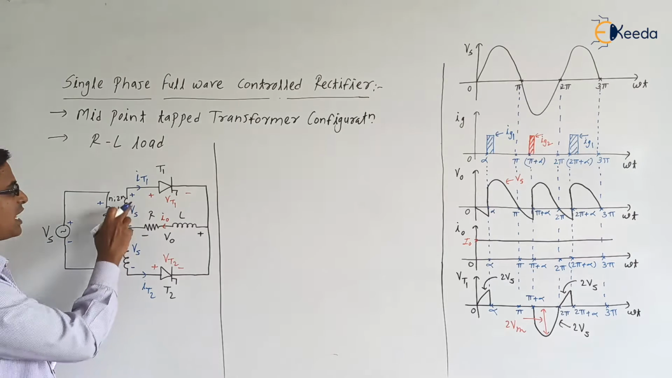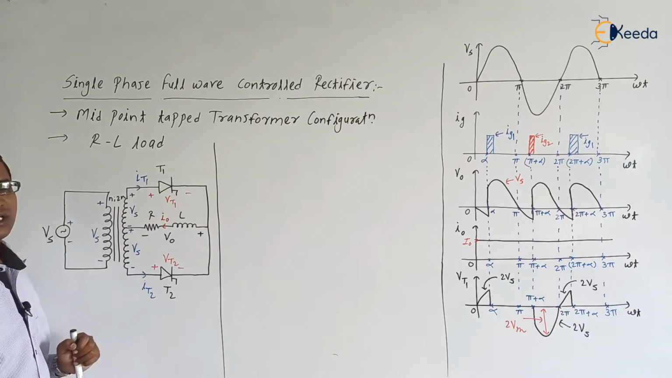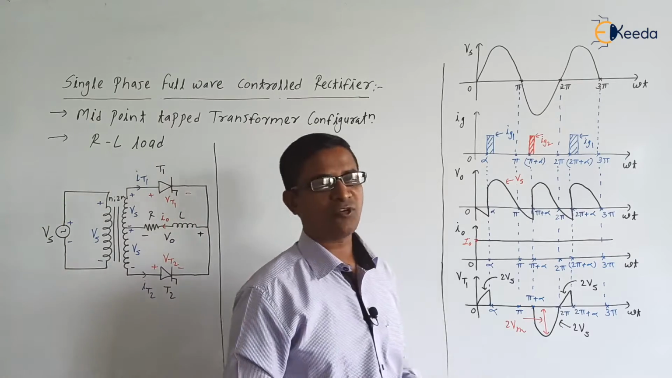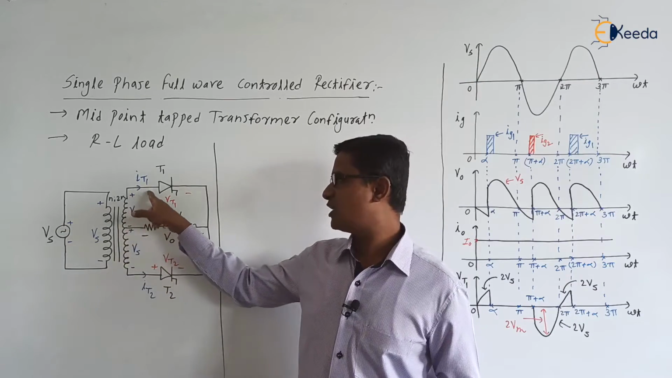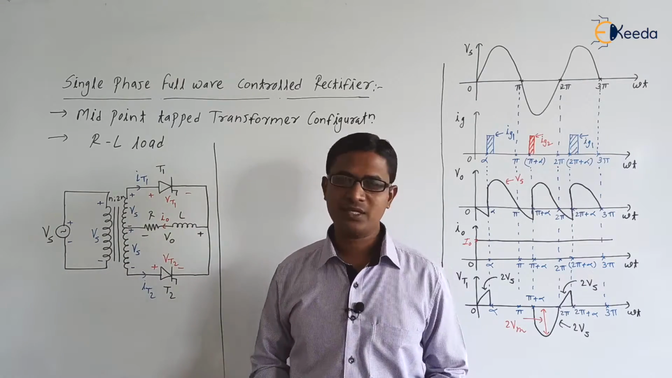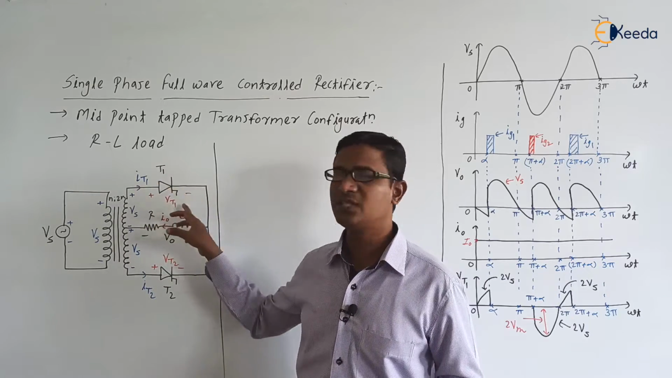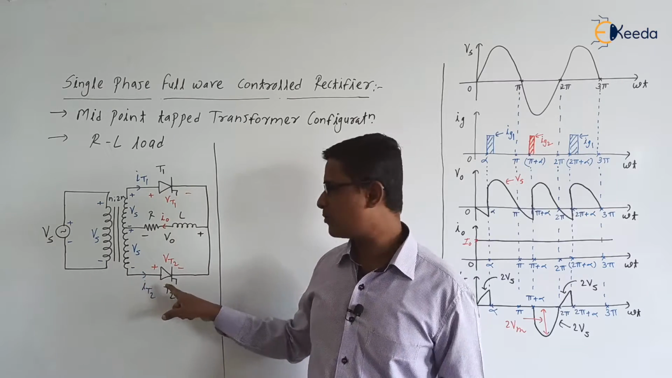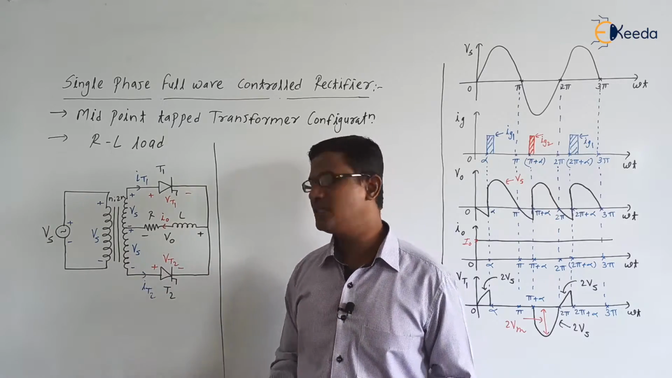Now this is the highest potential point and this is the lowest potential point. The highest potential is appearing at the anode of thyristor T1, and the lowest potential is appearing at the anode of thyristor T2. So when Vs is positive, thyristor T1 will be in the forward bias mode and thyristor T2 will be in the reverse bias mode. The anode of T1 is at the highest potential, so the cathode will be at a somewhat lesser potential, so T1 is forward biased. For T2 the anode is at the lowest potential, so the cathode will definitely be at a greater potential, so thyristor T2 will be in the reverse bias mode.